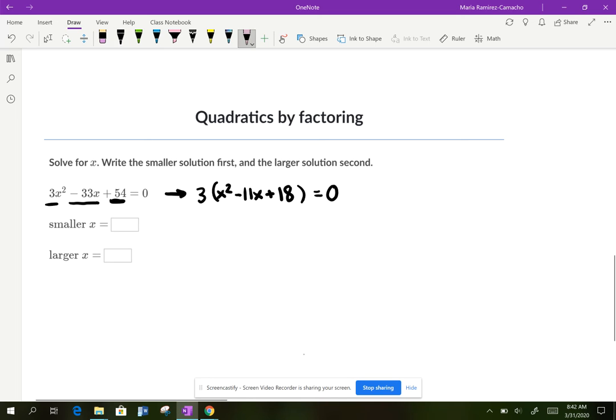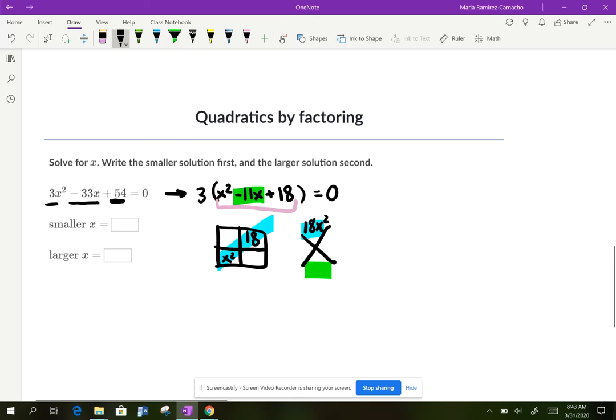Now let's factor this part out as normal. Draw your generic rectangle and your diamond. X squared down here, 18 up here. X squared times 18 is 18x squared. And then I have negative 11x on the bottom. What multiplies to 18x squared and adds to negative 11x? That would be negative 9x and negative 2x.